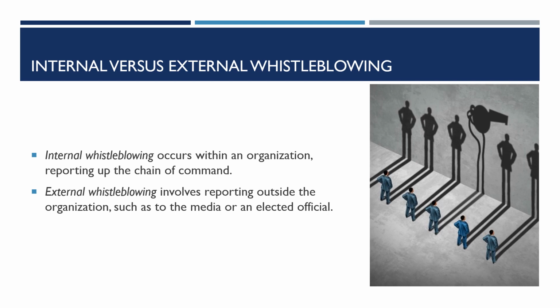There are two types of whistleblowing: internal whistleblowing and external whistleblowing. Internal occurs within the organization, reporting up the chain. External involves reporting outside of the organization, such as to the media or some elected official. Fraud, misrepresentation, and ethical maleficence are some prime examples of healthcare concerns.